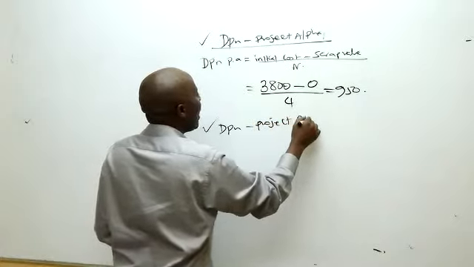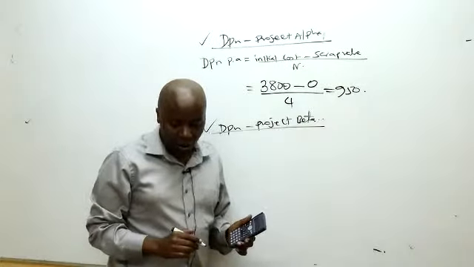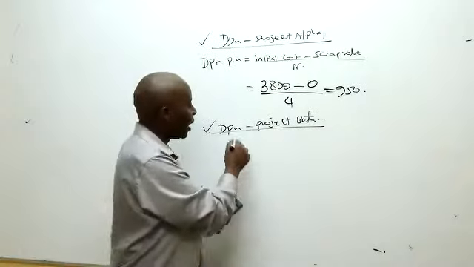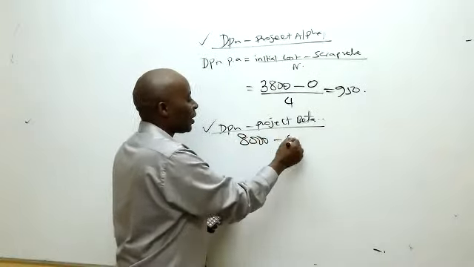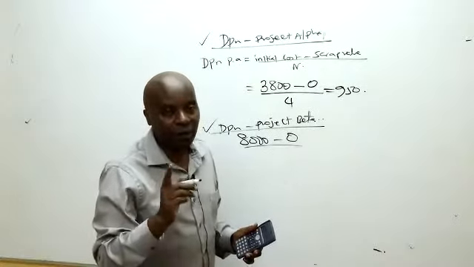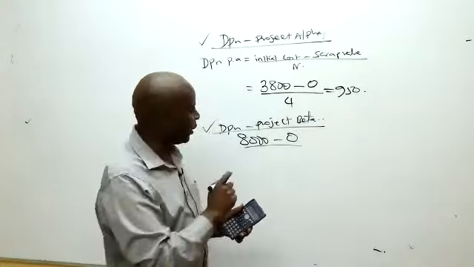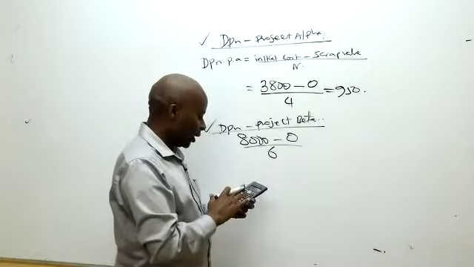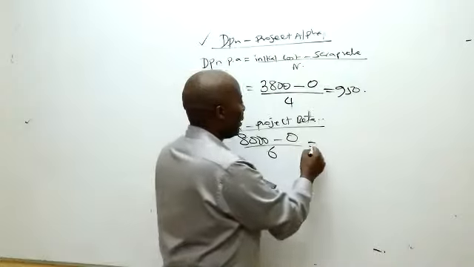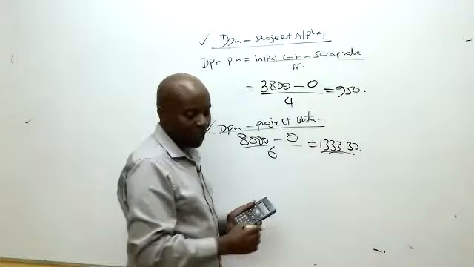From there, right away, come and give us depreciation for project Beta. We have the initial cost of project Beta, which is 8,000, minus scrap, which is 0, divided by the useful life of project Beta given in note number 2, which is 6. So we have 8,000 divided by 6, which at the end of the day gives us 1,333.333 if we are correct.